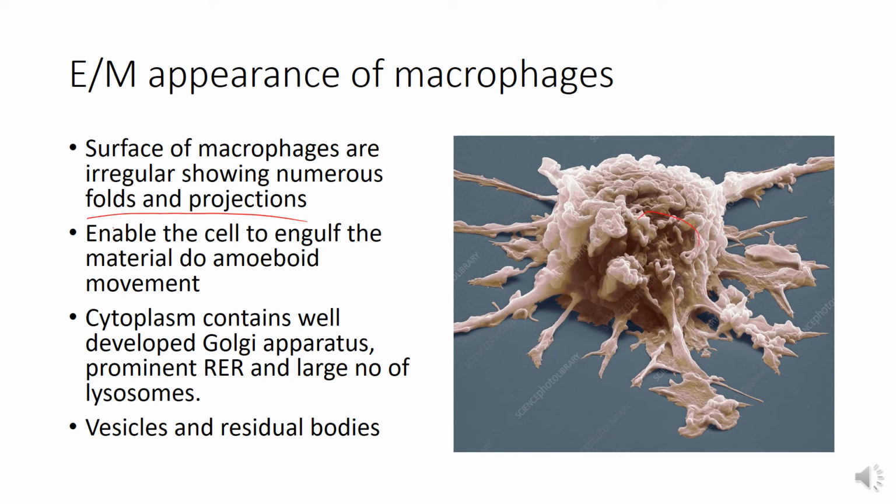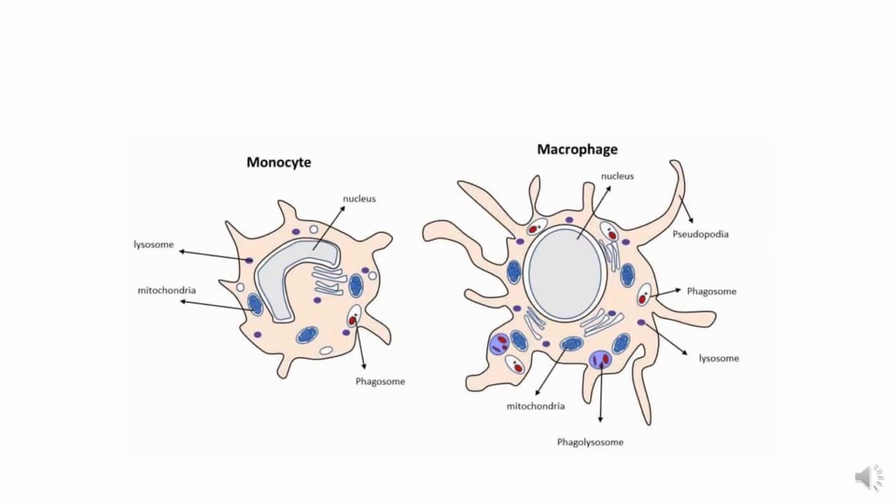So you can see here, this is a macrophage and the surface is showing numerous folds and projections. These folds and projections enable the cell to engulf material and do the amoeboid movement. And the cytoplasm contains well-developed Golgi apparatus, prominent rough endoplasmic reticulum, and a large number of lysosomes, and vesicles and residual bodies are also present in them.